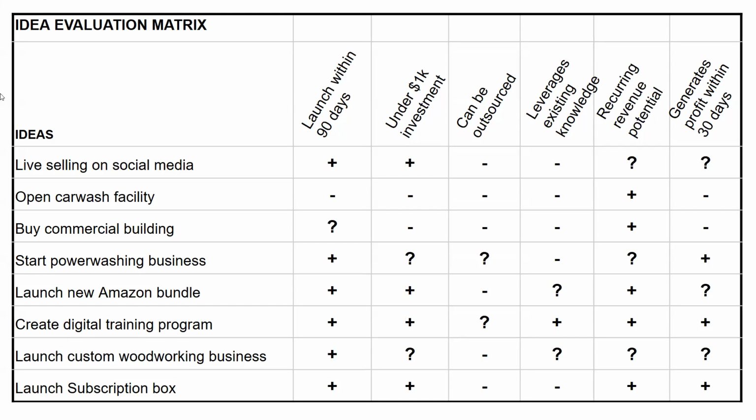So here's what it looks like. First I take number one, live selling on social media, and I'm going to go left to right. I ask myself, can I launch live selling on social media within 90 days? Yes, sir. In fact, I might even put two pluses there. Is it an under $1,000 investment? Yes, sir, because it's using the inventory I already have. So I could put two pluses there if I wanted.